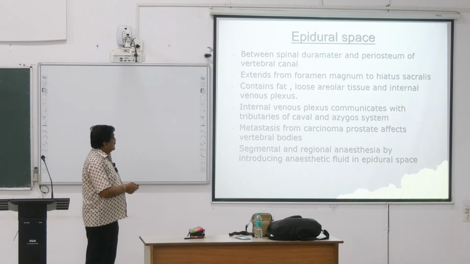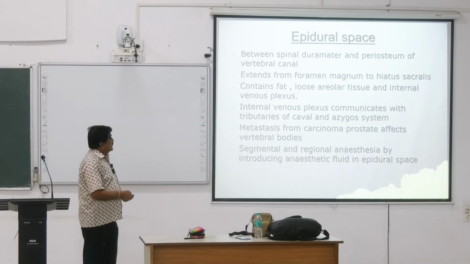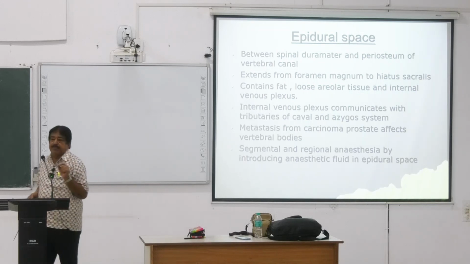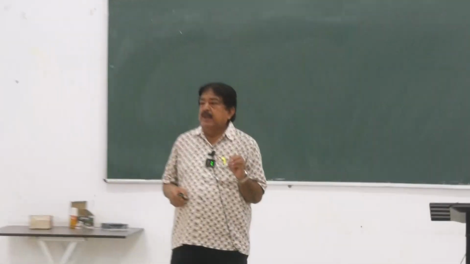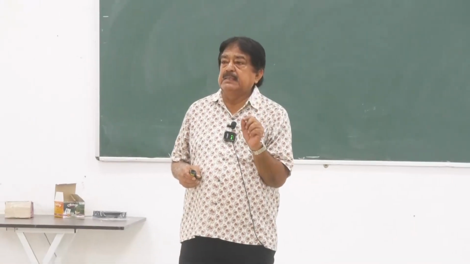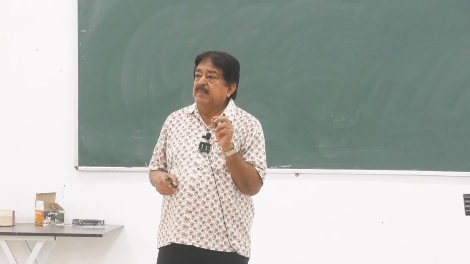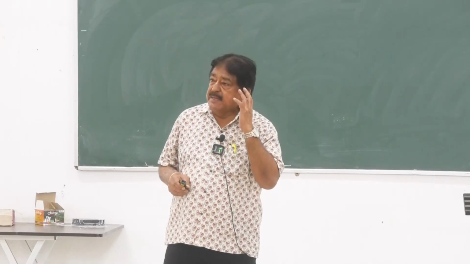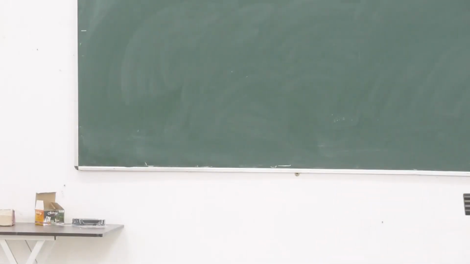Now, segmental and regional anesthesia is given by introducing anesthetic fluid in the epidural space. And this is the thing I told you: a spinal tap is done to examine the CSF, and that can be for encephalitis or meningitis or any intracranial trauma. Or if you get an injury in the spine, then you take a spinal tap.